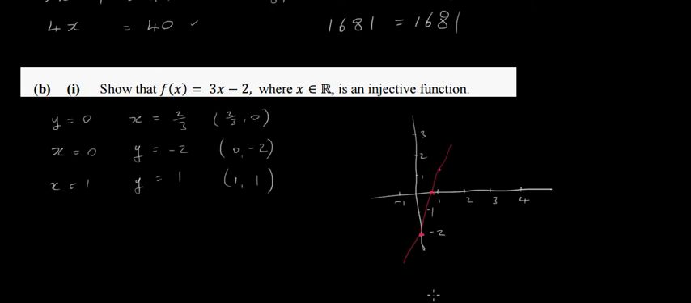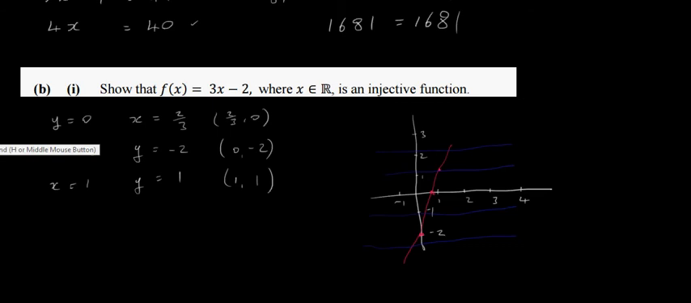Anyway, you can see that using, for example, the horizontal line test, if we have any horizontal line going across, we'll only hit the graph in one place. Okay, it only hits this line here in one place. So that's a test for injectiveness. So each output is the image of a unique input.